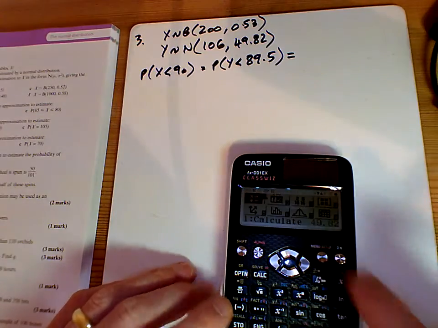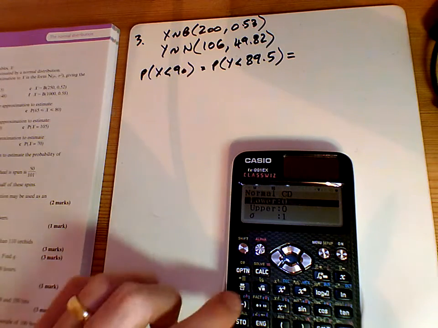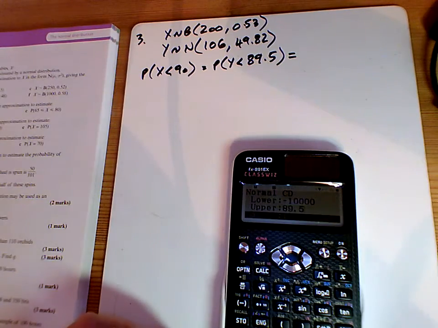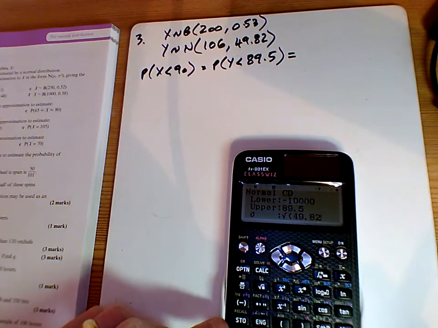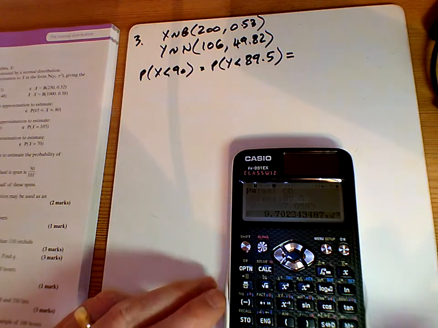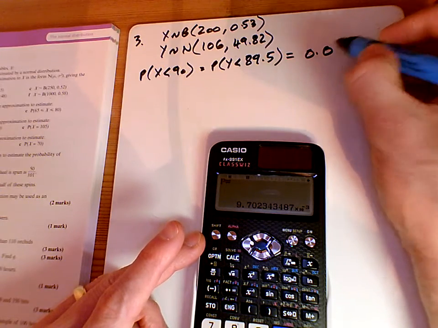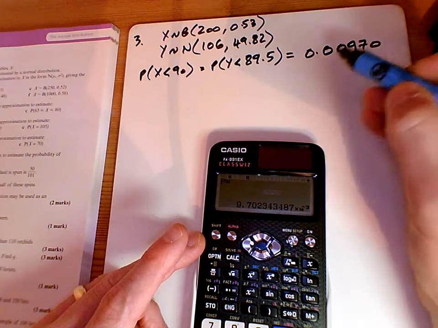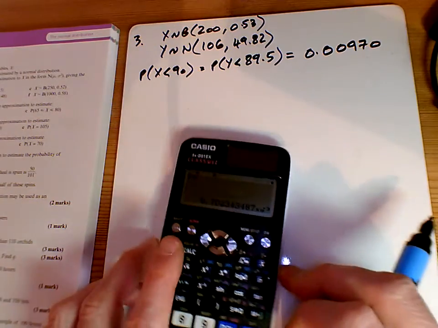On the calculator then, into our normal distribution, and we're looking at the lower end, as low as we can go, the upper at 89.5. Careful here, the standard deviation is the square root of 49.82, and the mean was 106, and we get a really quite tiny probability there, 0.00970, because it's given in standard form, just to be a little bit careful. Yep, 1, 2, 3 points there.